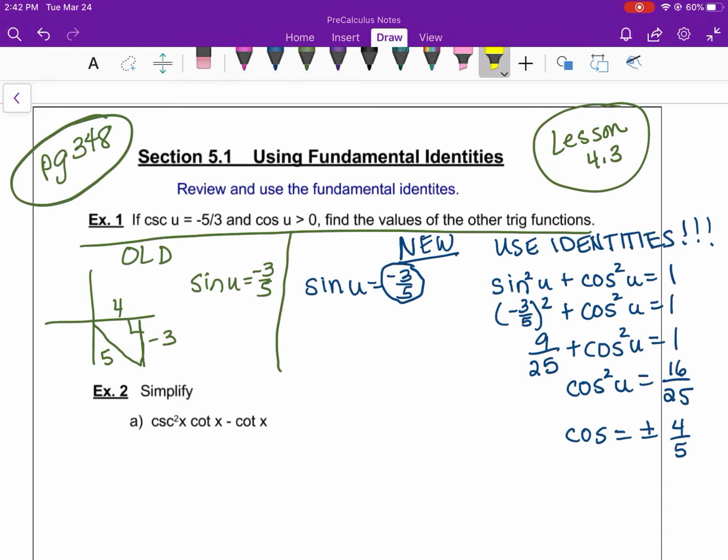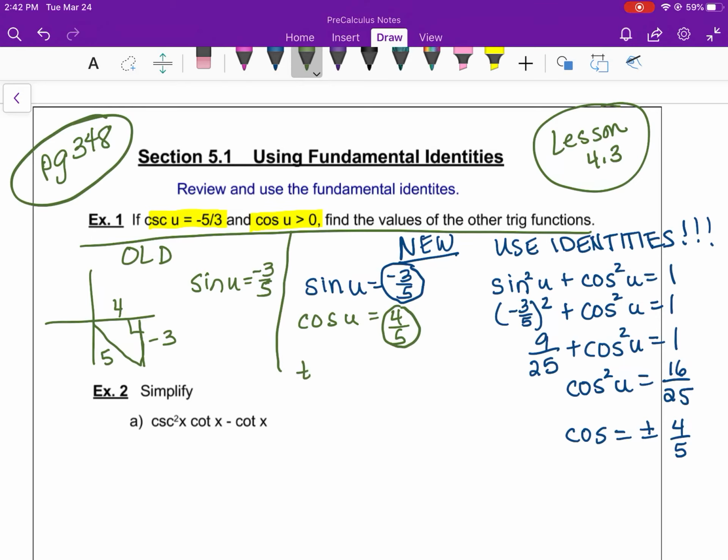Now, what you want to watch out for on these is that you get the correct sign on what you're finding. We know that cosine is positive. We know by these clues that our answers are all coming from the fourth quadrant. And so if cosine is positive, then I, of course, will be taking the positive sign on my cosine.